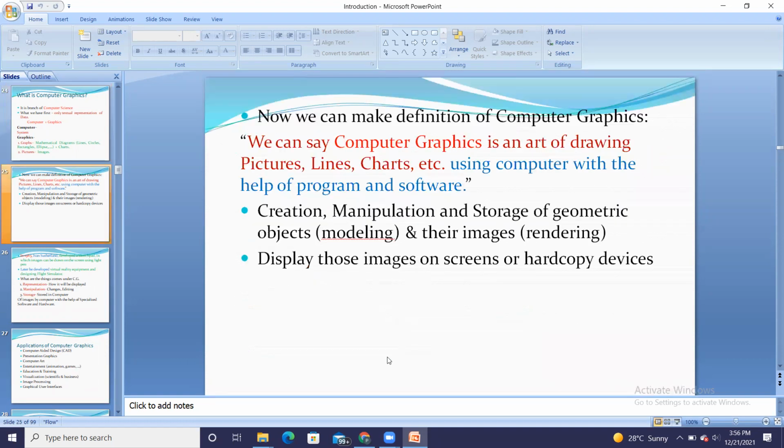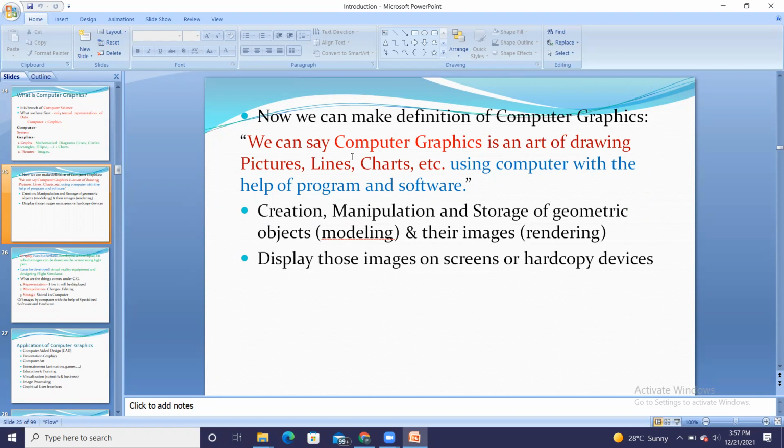So we can make a definition of CG: computer graphics is an art of drawing pictures, lines, charts, etc. using a computer with the help of programs and software. So we are able to draw pictures using the computer with program and software. To draw any shape, I require the software and the corresponding program to get the output as that shape.